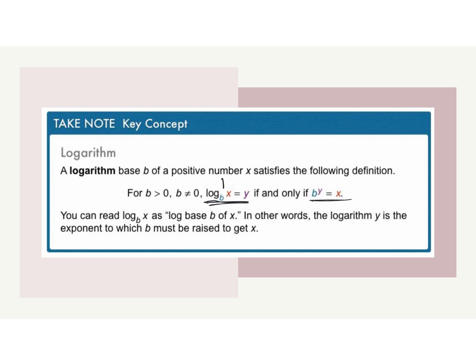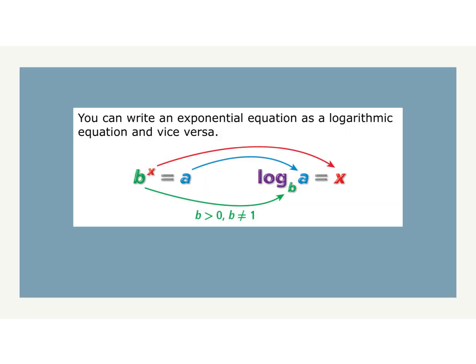This is your log form, or logarithm for long. I'm writing log to shrink it. And this is your exponential form. Now you can read log base b of x as log base b of x. In other words, the logarithm y is the exponent to which b must be raised to get x. So here we have that you can write the exponential equation as a logarithm equation and vice versa.